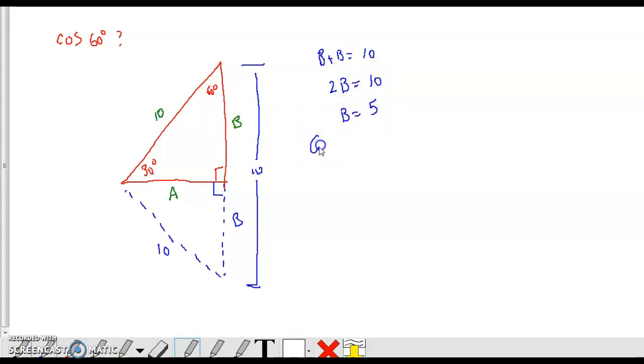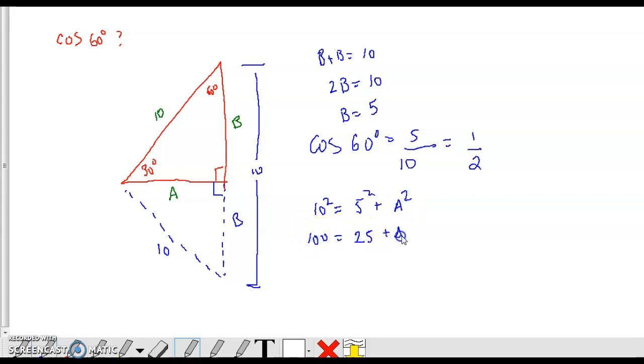So cosine of 60 degrees is still adjacent, so we'd say 5 over 10. And notice, what does 5 over 10 simplify down to? 1/2. Okay, let's double check what our sine was. So let's do 10 squared is equal to 5 squared plus a squared. So 100 is equal to 25 plus a squared. Subtract, we're going to get 75 is equal to a squared.